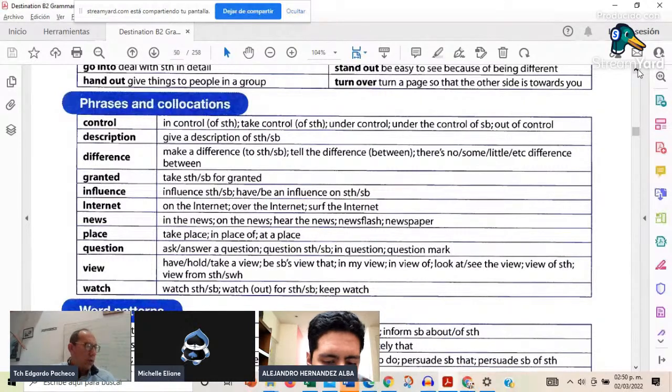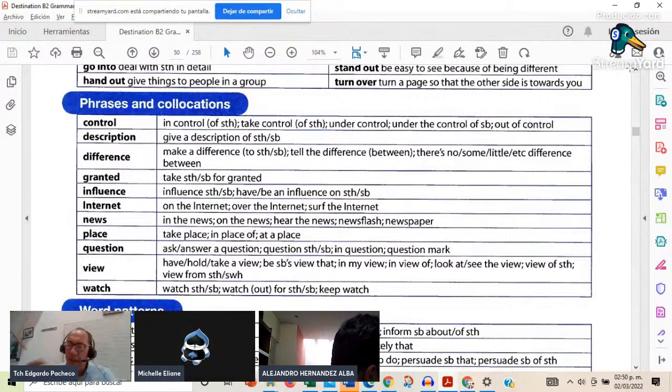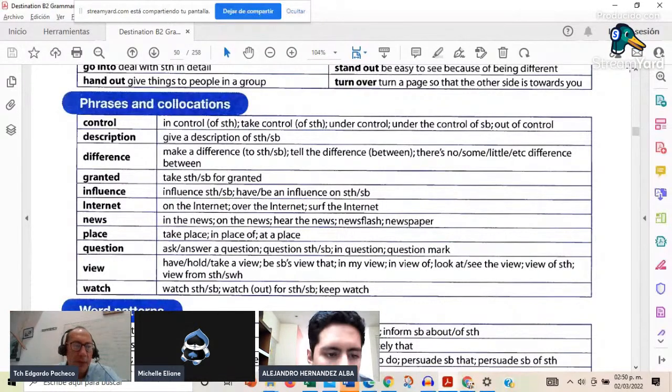Same thing, Mitch. Yeah, I didn't say clearly what I wanted you guys to do. So give an example, a practical example using the words, please.